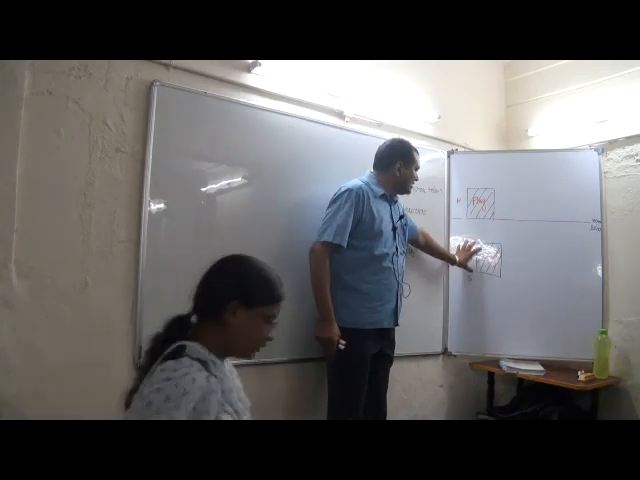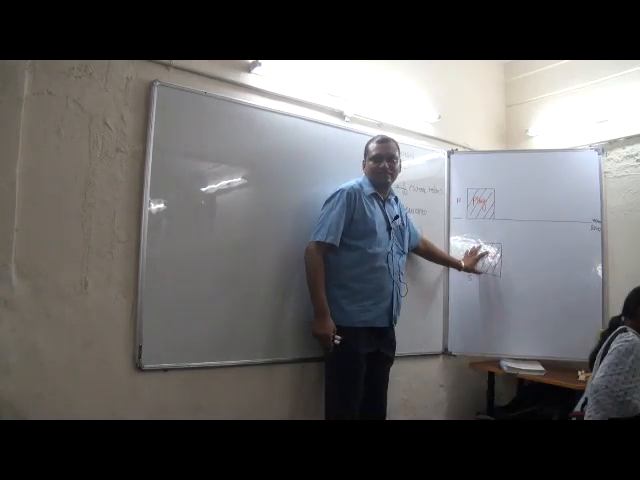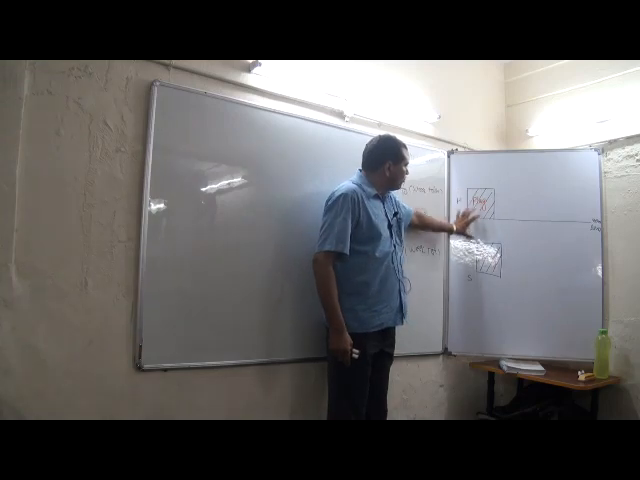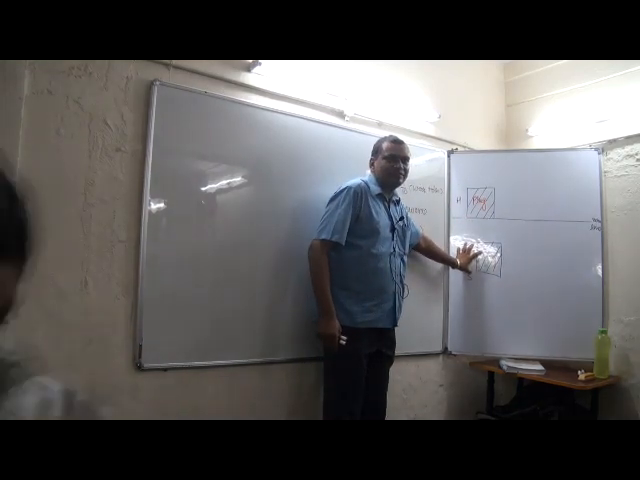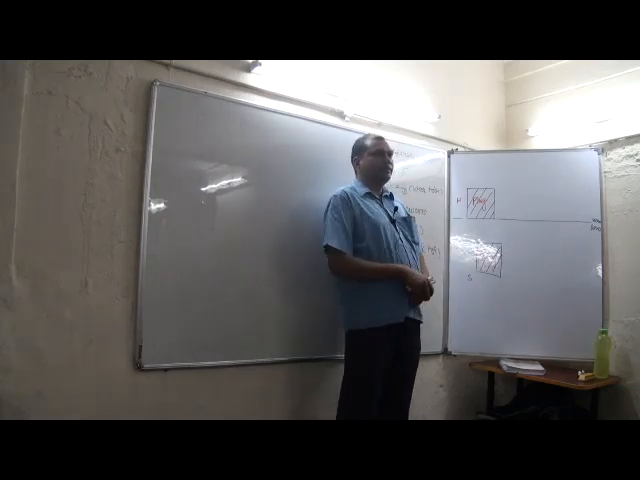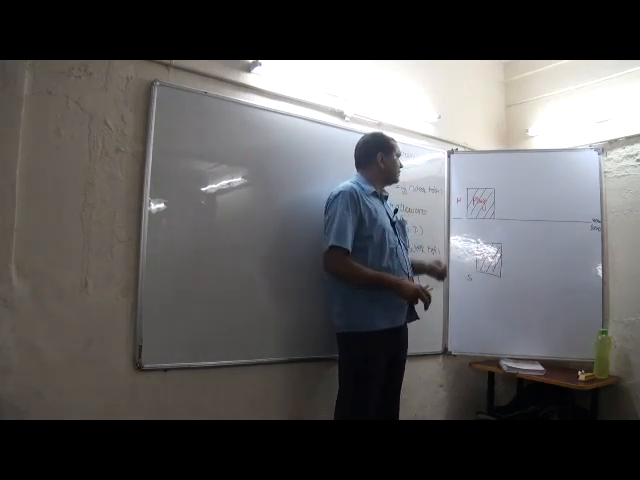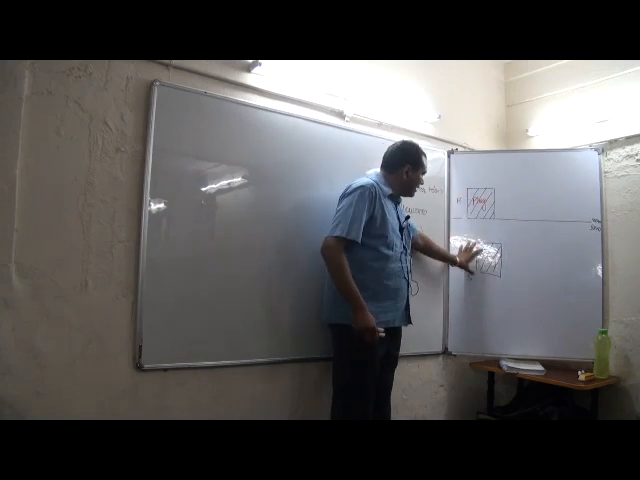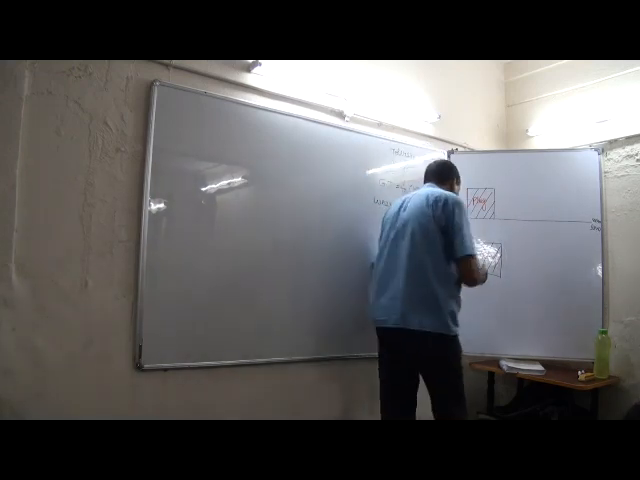So for ring gauges, this is the work tolerance. For plug gauges, this is the work tolerance. For ring gauges, this is the work tolerance. Once again, for plug gauges, this is the work tolerance, and for ring gauges, this is the work tolerance.